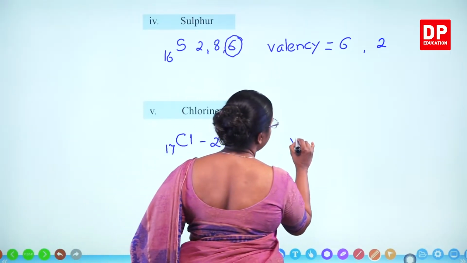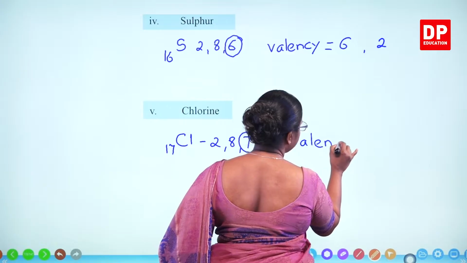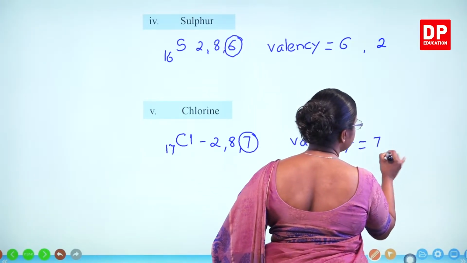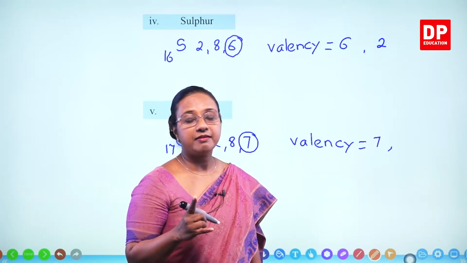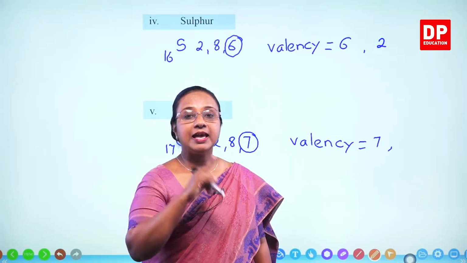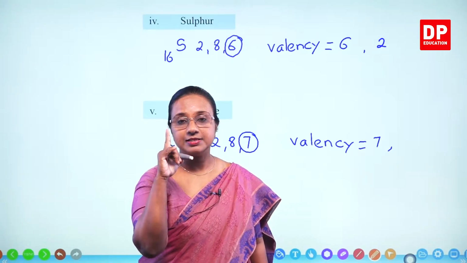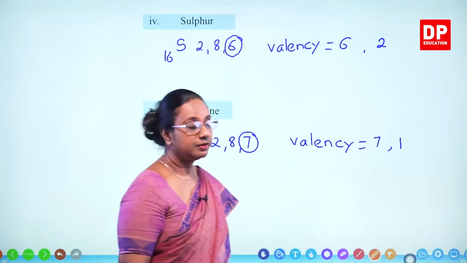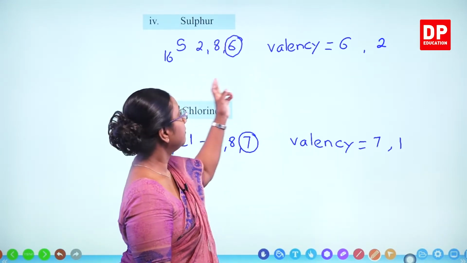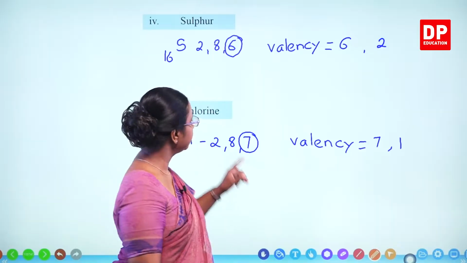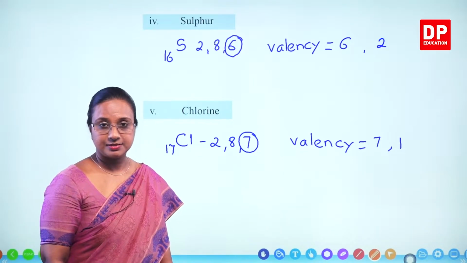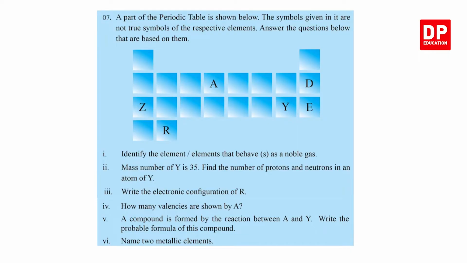So here we can write the valency as 7, the group number, and you can remember for group 7 it is 8 minus 7, valency 1. So it has valency 1. So in this, sulfur has 6 and 2, 2 valencies, and chlorine has 7 and 1, 2 valencies. So we will go on to the next question.